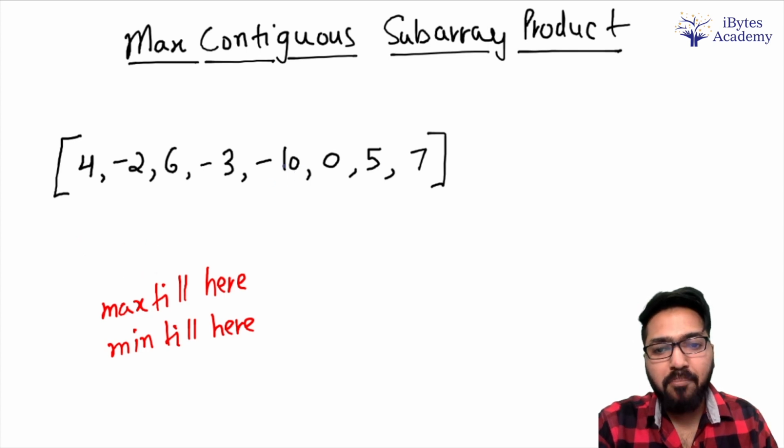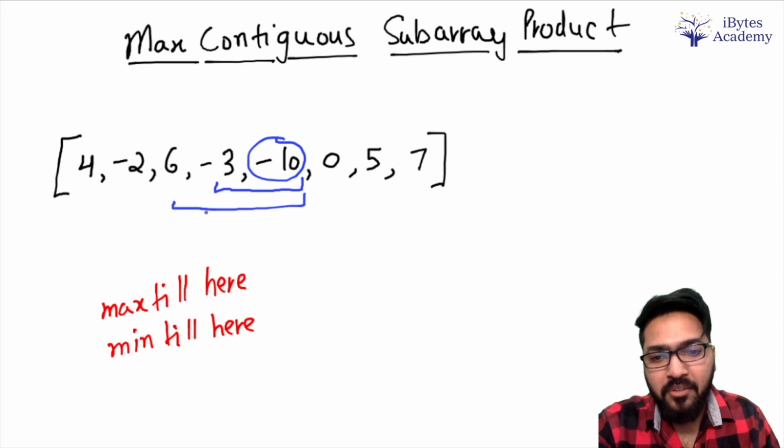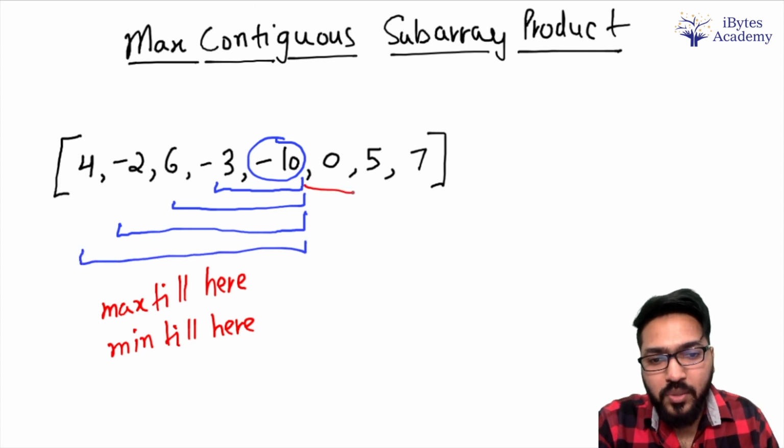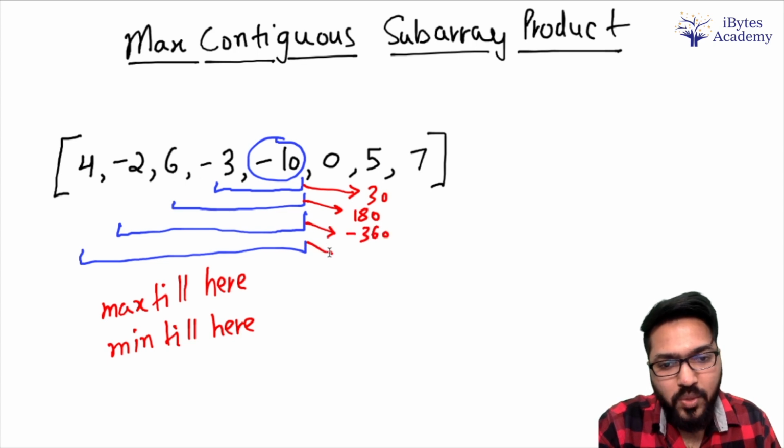If I am saying max till -10, that would mean find the contiguous subarray for which -10 is my last element and the product is maximum. Obviously the possibilities are either I take this subarray, or this subarray, or this subarray, or this subarray. For the first one, my product is going to be 30. For this one, 180. For this one, minus 360. For this one, minus 1440.